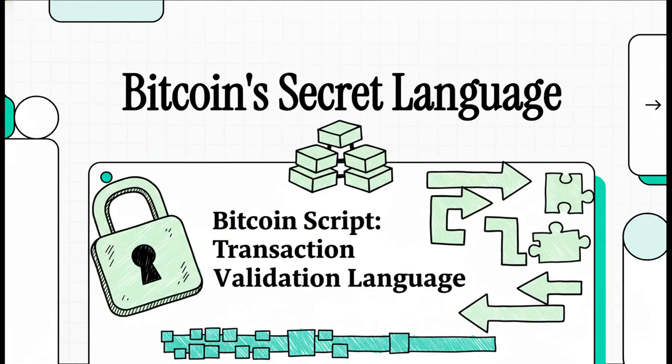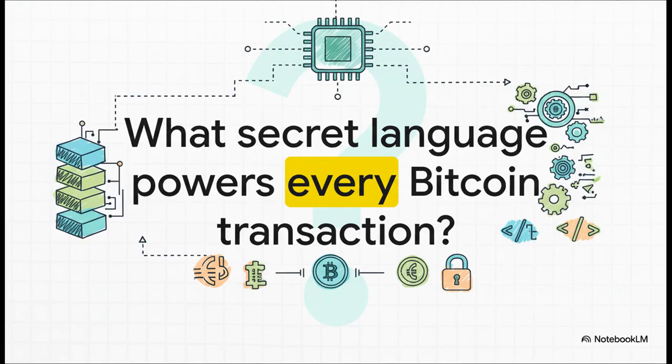All right, today we're going to peel back the layers of Bitcoin. We're going to uncover this simple, but honestly incredibly powerful language that makes the entire network tick. So let's just dive right in. So what is this secret language? The one that powers every single Bitcoin transaction. It's not just a bunch of code. It's really a set of rules that gives Bitcoin its superpower as programmable money.